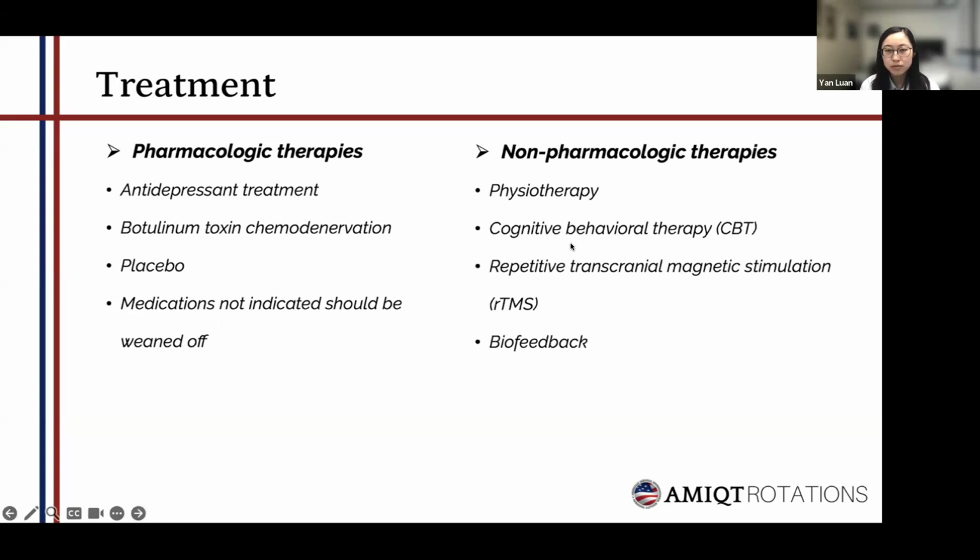Non-pharmacological therapies include physiotherapy, cognitive behavioral therapy, repetitive transcranial magnetic stimulation, and biofeedback. For example, during biofeedback, the patient is looking at a monitor showing his hand movement, and the patient will try to keep the line flat. So in that case, they will eventually try to control their tremor movement.